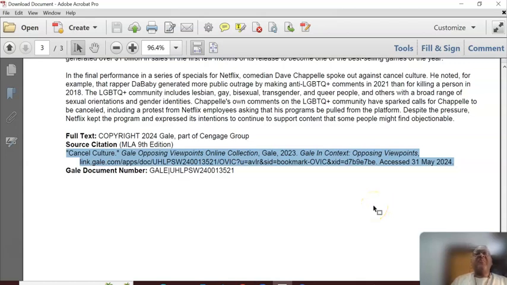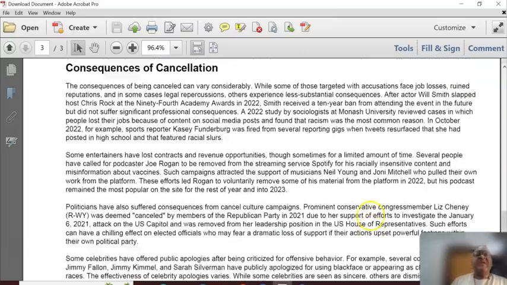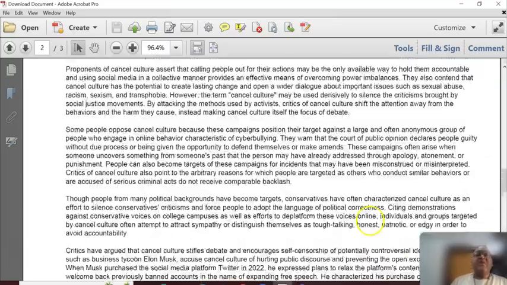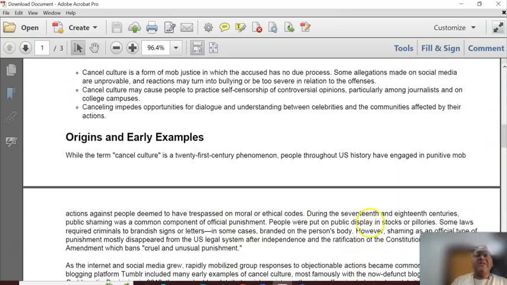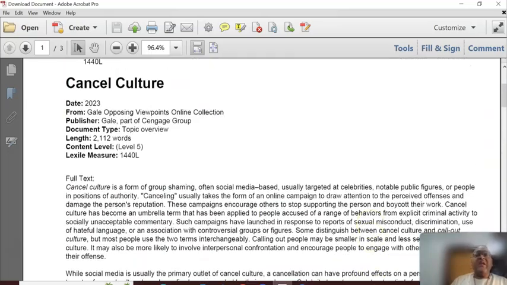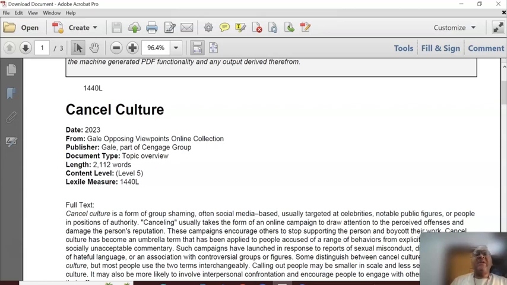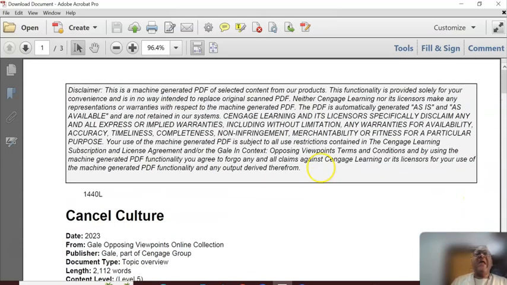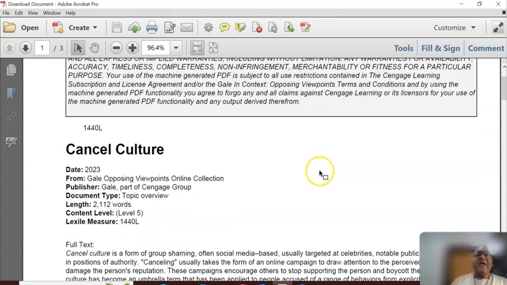I'm going to show you this in another video, but make sure that you take good notes on the article because a large portion of what you're going to need for your paper is defining cancel culture, telling me how cancel culture works, the consequences, the pros and cons. So make sure that you pay careful attention to this article and the other two articles that I have posted here for you.